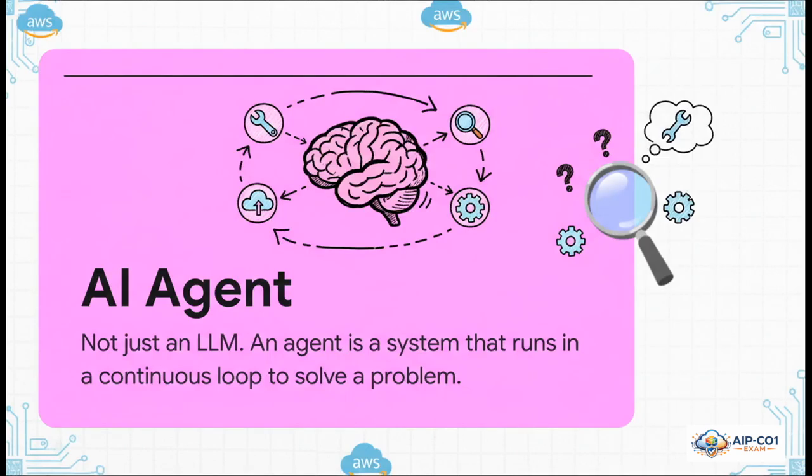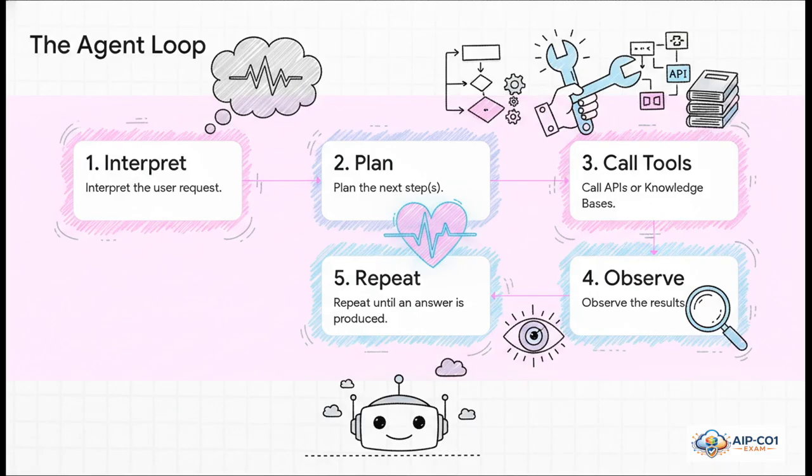An agent is not just a souped-up LLM. Not at all. Think of it more like a system that has a brain, that's the language model, but it's also connected to a whole bunch of tools, and it runs in this constant cycle, always working to get a job done. And this right here, this is the agent's heartbeat.